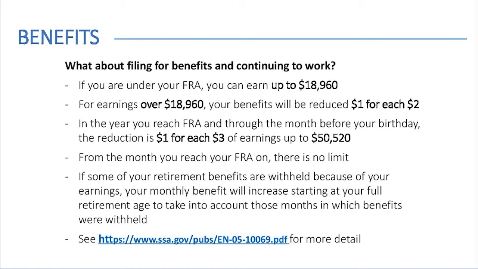Now, the month you hit your birthday, your full retirement age, yeehaw, you can make millions and it won't affect you. So, once you hit your full retirement age, go for it. But prior to that, you have to be very aware of the earnings test. So now the thing is, once they withhold money, you do get it back down the road. And this is a part that throws off a lot of people.